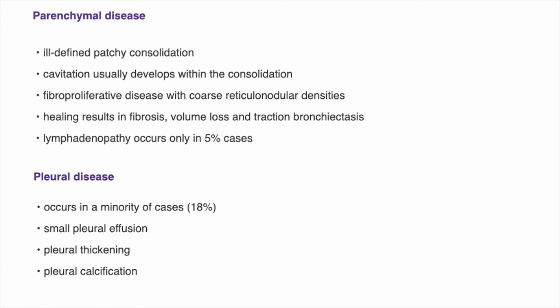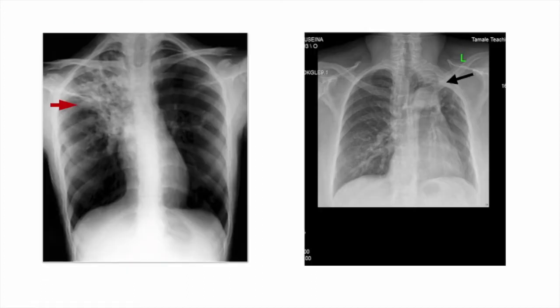At the pleural level, it produces pleural effusion, pleural thickening, and pleural calcification. And this is a sample of these kinds of diseases. On your left side, you can see ill-defined patches of opacification in the right upper lobe with cavitation within this lesion. And on your right side, you will see the healing process, which is producing fibrosis of the left upper lobe and loss of volume of that lobe, producing atelectasis in this area.